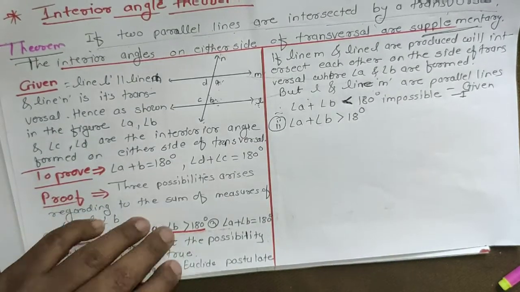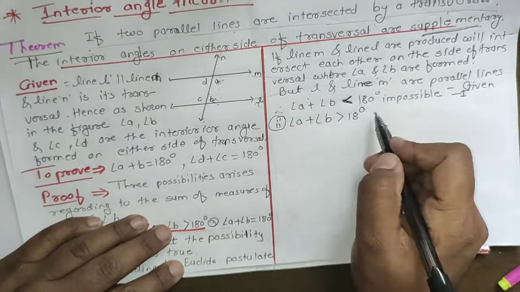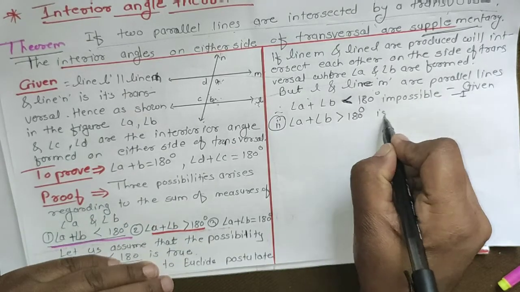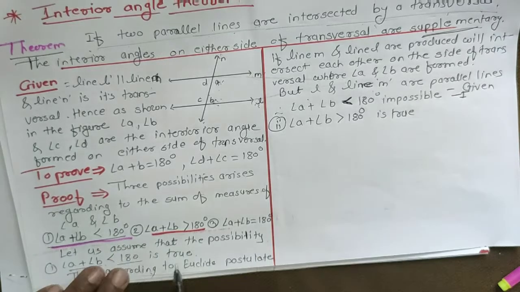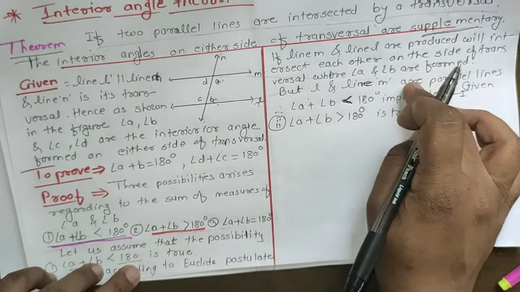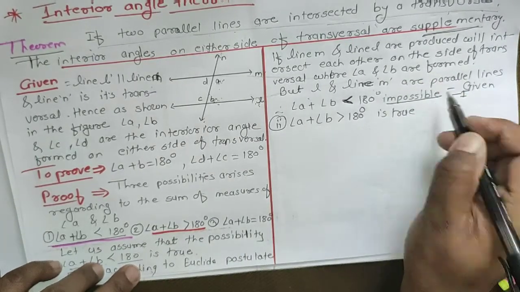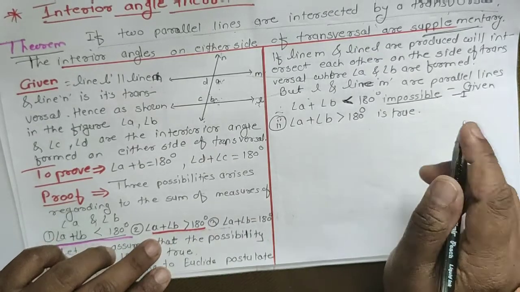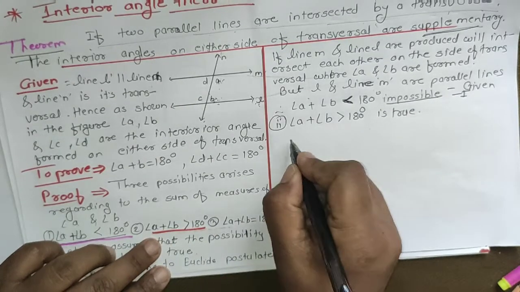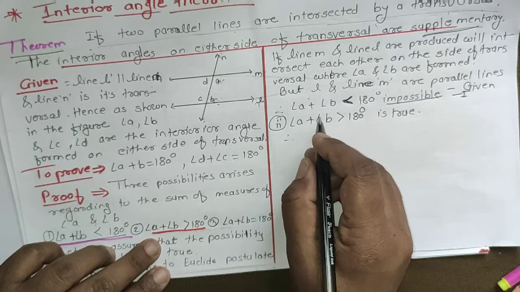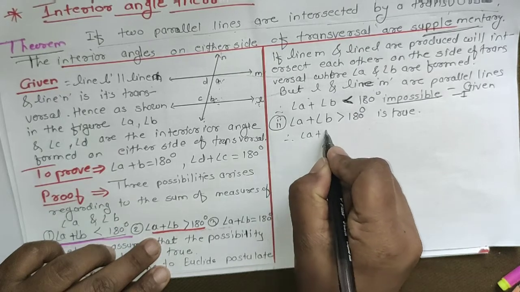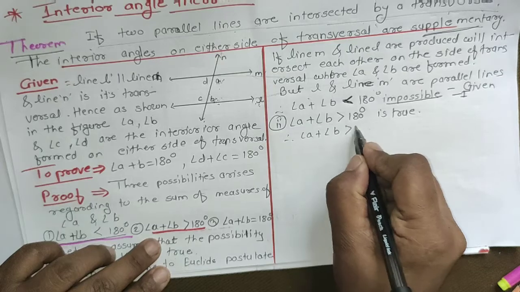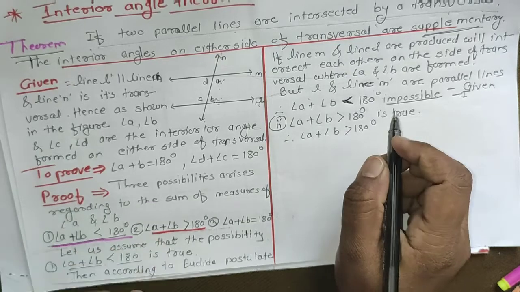Now if it is greater than 180 degrees, we have to take it as true. How we had taken the first as true, and we showed that it is not true, it is false, it is impossible. Same way now we have to take the second statement as true. Now if it is true, what we have to write? Therefore angle A plus angle B is greater than 180 degrees.